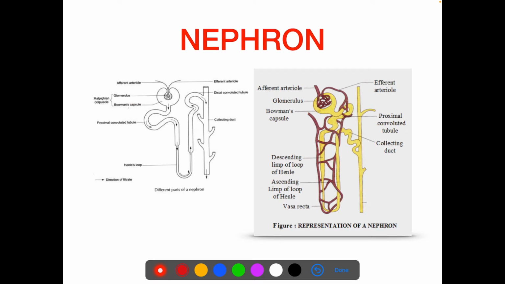So this is the glomerulus, and around this is called Bowman's capsule. Then the blood will be filtered in the glomerulus and the filtrate will be flowing through this proximal convoluted tubule. Then it will reach the loop of Henle, then the distal convoluted tubule, and it will reach the collecting duct. From the collecting duct, it will be excreted as the final urine.